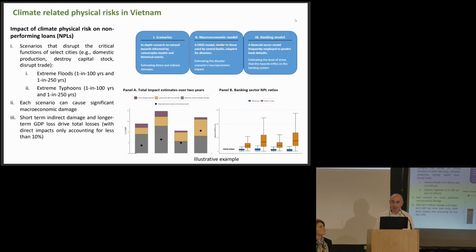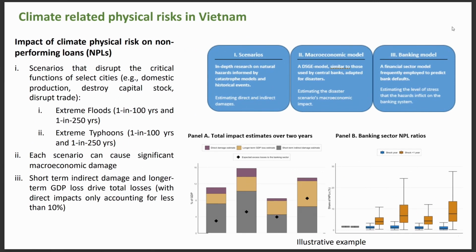Another interesting example is the work we've been doing, and we're doing, in fact, in Vietnam. Very similar work, we're trying particularly to focus on the impact of physical risk on the non-performing loans. So, same process. We're trying to identify with the central bank in Vietnam key scenarios that make sense for them, and then we plug that into some macroeconomic model and try to estimate the impact in terms of GDP, the economic impact, as well as the impact on the banking sector.